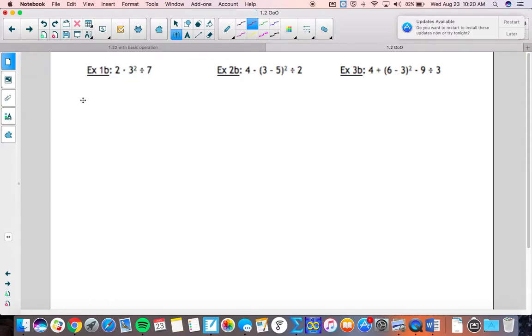Let's try a few more. I'm going to put PEMDAS over here. Parentheses we do first, then exponents, then any multiplication or division. I like to put an arrow above it, reminding me that I go from left to right. And any addition or subtraction is the last operations that I simplify from left to right. So any parentheses here? No. Any exponents? Yes. 3 squared.